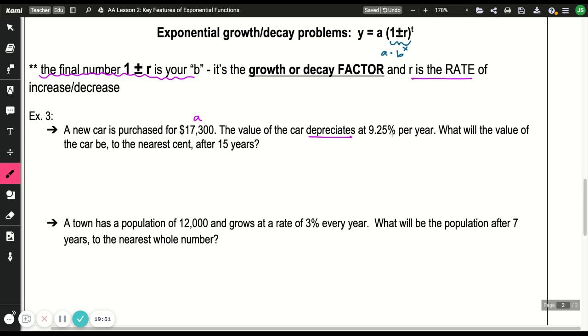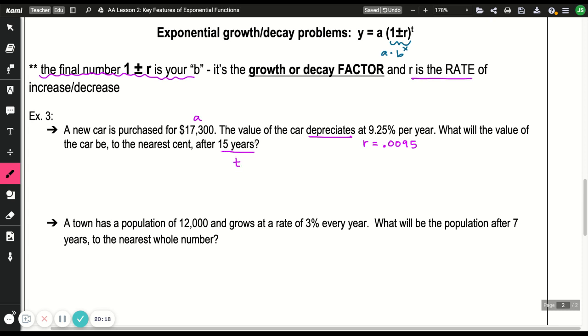That is a percentage. We need to change that to a decimal. So remember to change a percent to a decimal. We move the decimal place over 2 times to the left. So I would get 0.0925. And then it says, what will be the value of the car to the nearest cent after 15 years?